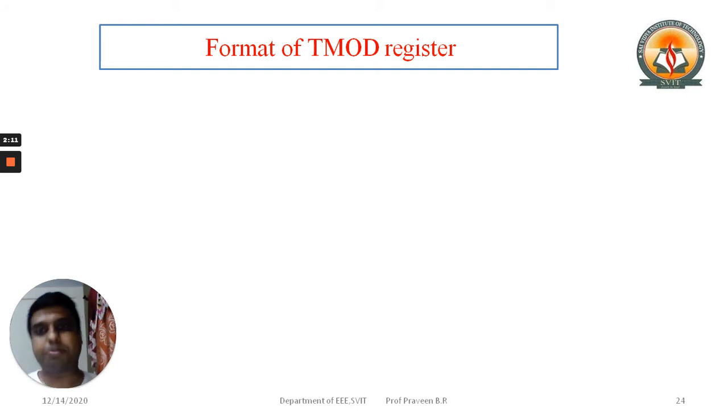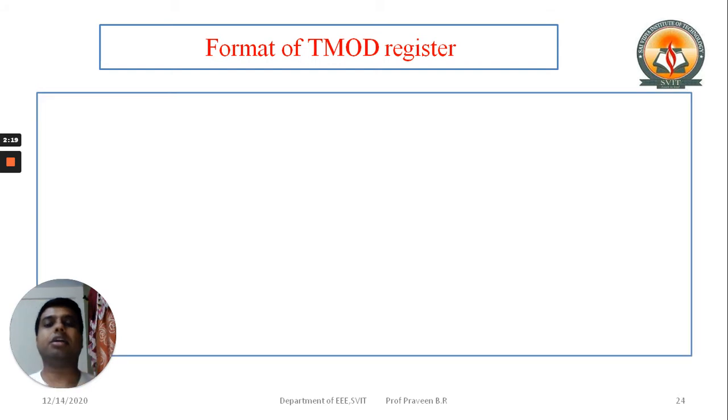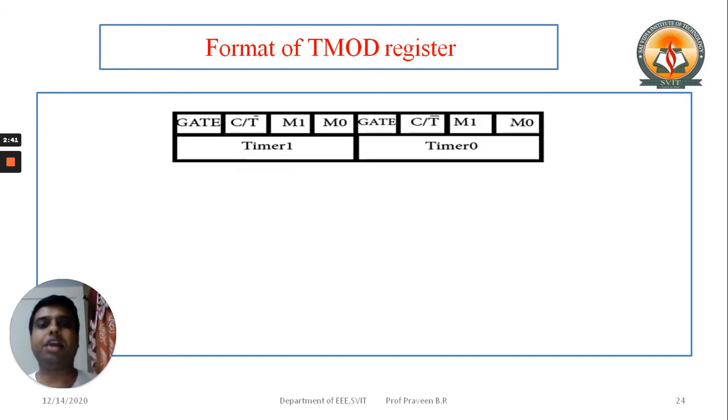Coming to the next pins, that is M1 and M0. So what do M1 and M0 do? They are the modes which we are going to select. It could be mode 0, mode 1, mode 2, or mode 3. The first 4 bits are used to select for timer 1 and the next 4 bits are used to select for timer 0. So depending on the format, we choose whether it is timer 1 or timer 0. Either of the timers could be selected at a time.